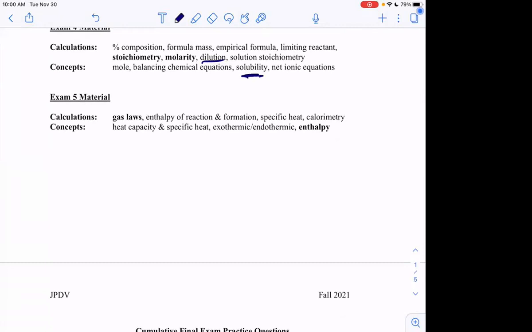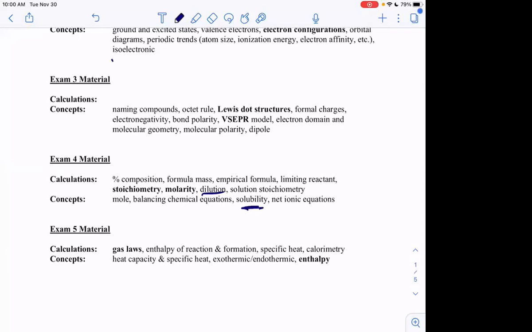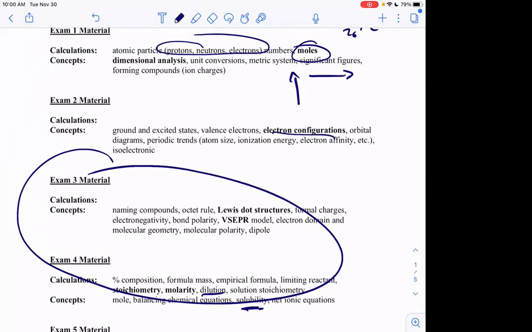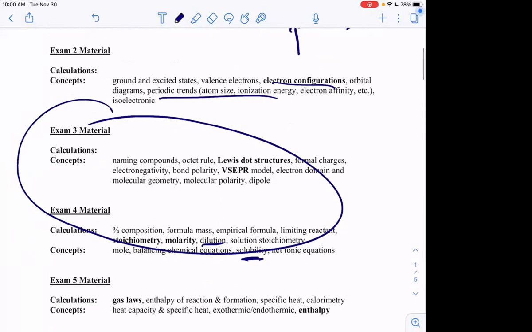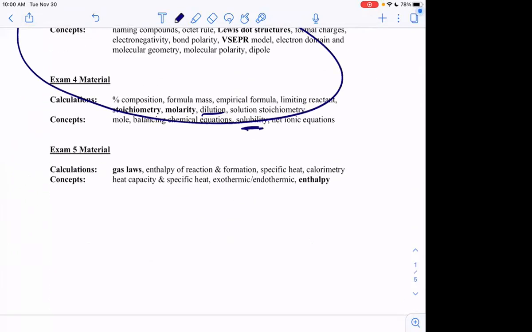And then you've got the last material. Now if I'm studying and you did good on the last exam, I don't need to study this much. I'm going to review a little bit of it, maybe an area that I was weak in. I'm going to spend most of my time studying this and then reviewing my electron configurations and periodic trends, right? Because exam 5 material should be pretty fresh in your head. Of course, if you bombed it, then you might want to spend some more time on exam 5 material. But gas laws are easy.